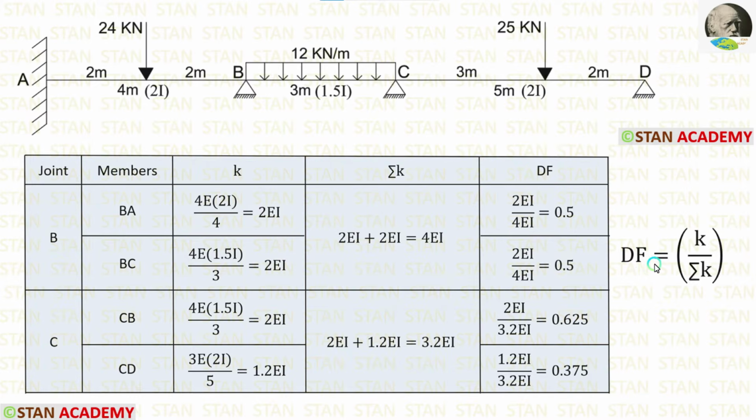Now let us calculate the distribution factor. The formula for distribution factor is K by summation of K. We have already calculated K and summation of K. For BA, K is 2EI, summation of K is 4EI. When we apply inside the formula, we are getting 0.5. For BC, K is 2EI, summation of K is 4EI. When we apply inside the formula, we are getting 0.5. In the same way, we can calculate the distribution factors in the joint C.